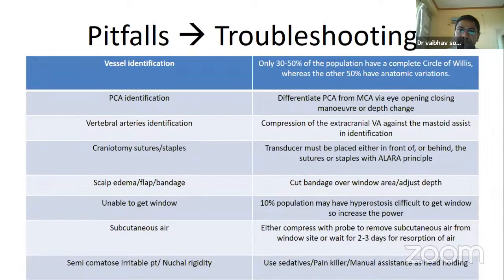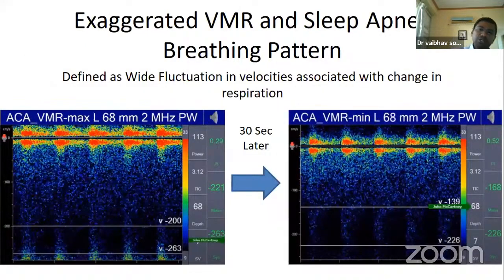Now we'll come to the exaggerated vasomotor reactivity and the sleep apnea breathing pattern, which is defined as wide fluctuation in the velocities associated with the change in respiration. Here we can see that with the 2 megahertz probe at a depth of 68 mm, when we are insonating the ACA, the mean flow velocity is 221 and the peak systolic velocity is 263. But just after 30 seconds, we'll find that the mean flow velocity is 168 and the peak systolic velocity is 226. So which one do we have to consider?